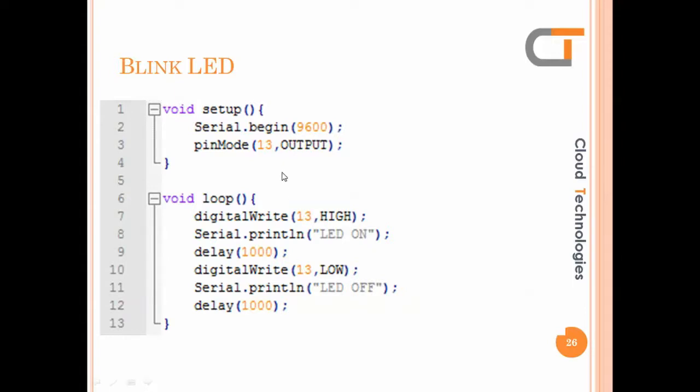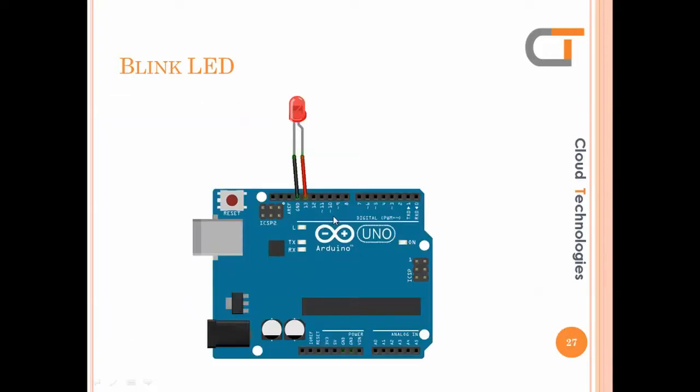We can use more LEDs also. So this is the connection. The LED will have two terminals, one is positive, one is negative. Negative is grounded and positive is connected to the digital pin of Arduino.